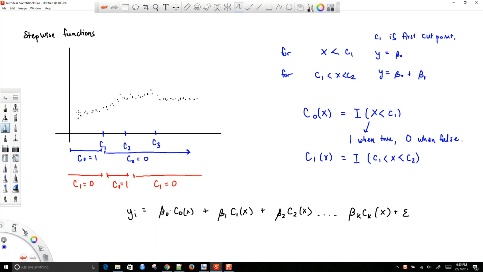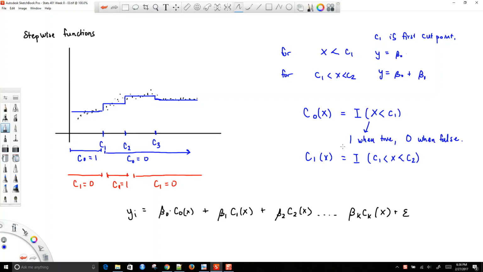Okay, and then so you get kind of these linear, something like that. Okay, you get a step function that looks something like that. So these are governed by these indicator functions here. Okay.